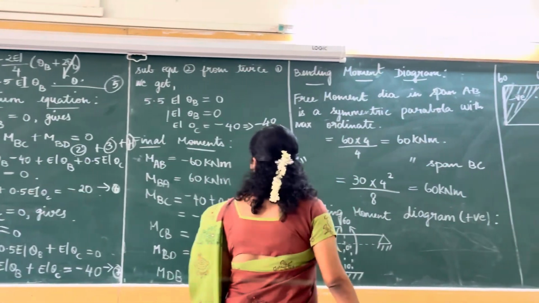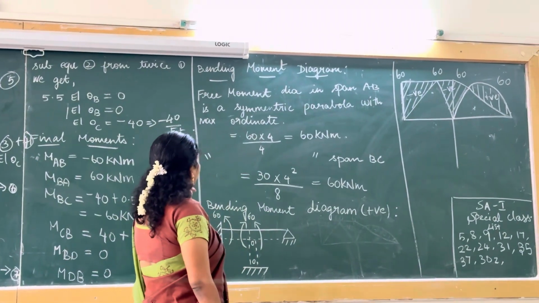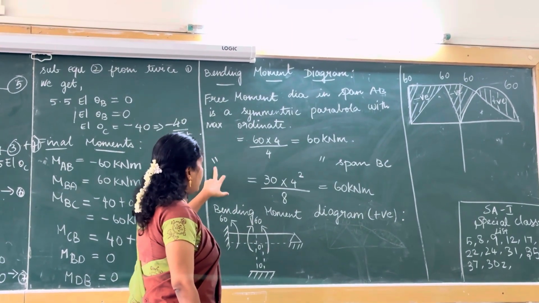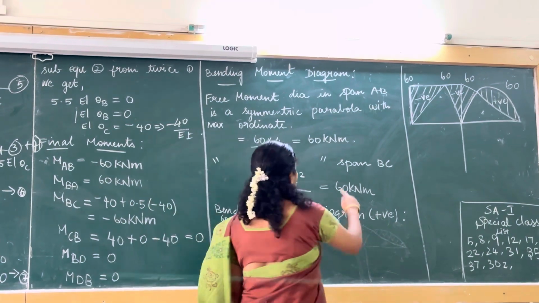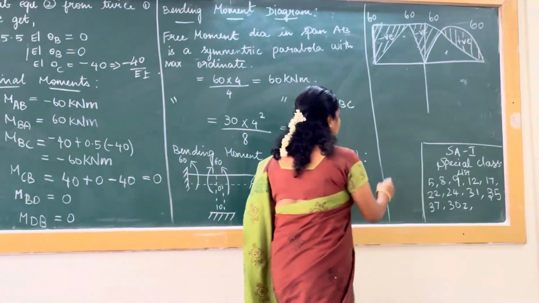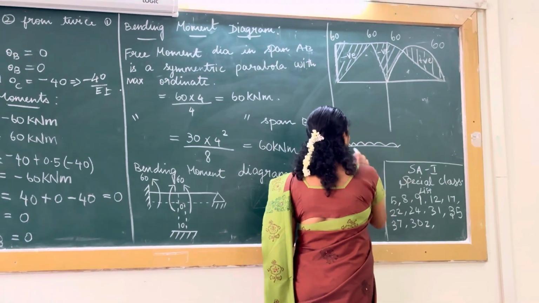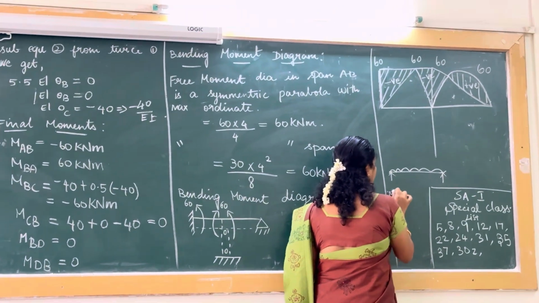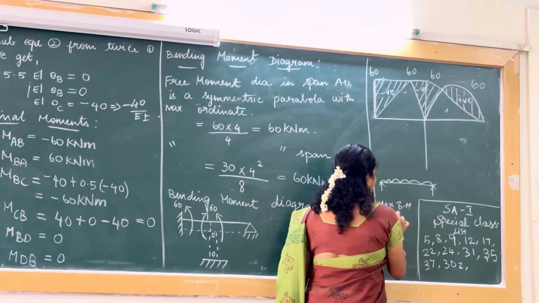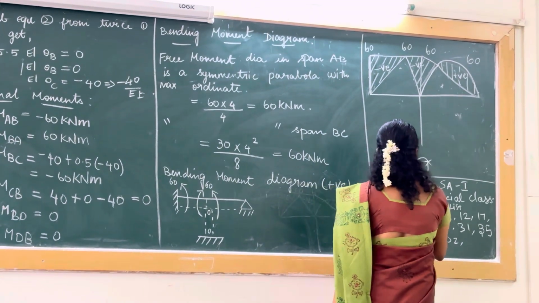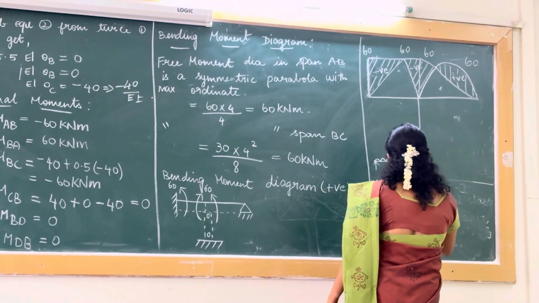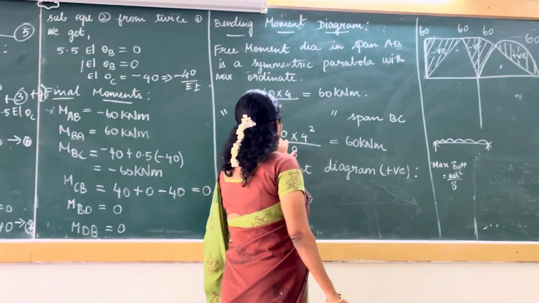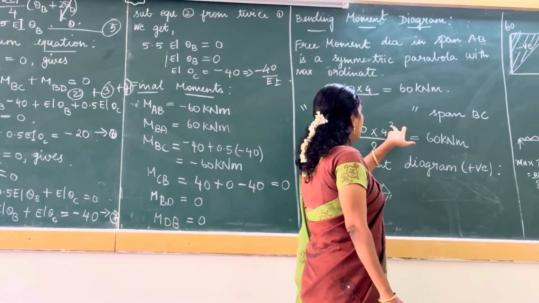Next, step 4, we need to draw the bending moment diagram for the given frame. The free moment diagram for span AB is symmetrical, and it is a parabola with a maximum ordinate because it carries a UDL. For the UDL, if we consider this as a simply supported beam, what is the maximum bending moment formula? That is WL square by 8. Substituting, W is 30 and L is 4, so 30 into 4 square divided by 8.